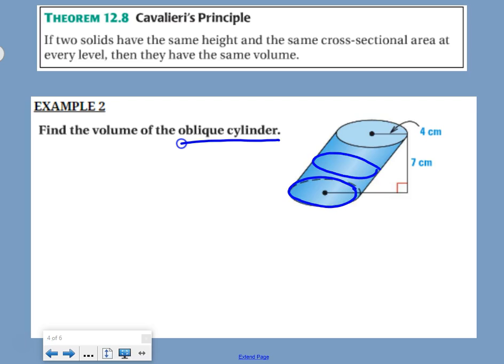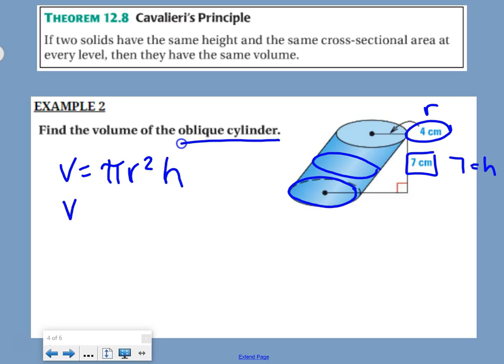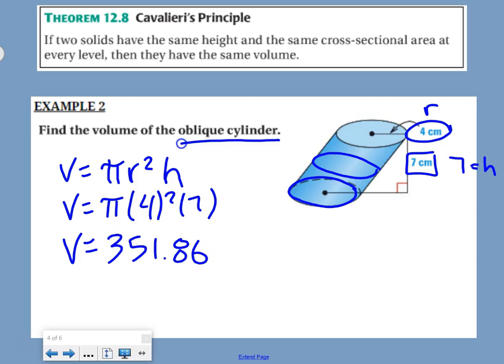So the area of the circle there and the area of the circle here at this cross-section would be the same thing. So we can still find the volume by doing the area of the base, so pi r squared, times the height, where our radius is 4 and our height is 7. So plug it in: volume equals pi times 4 squared times 7. We get that the volume is 351.86 centimeters cubed.